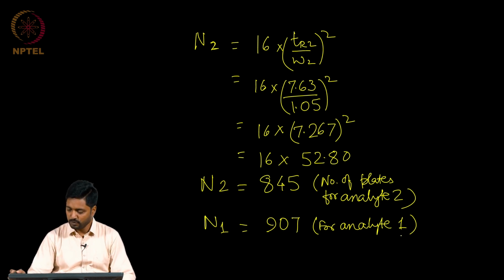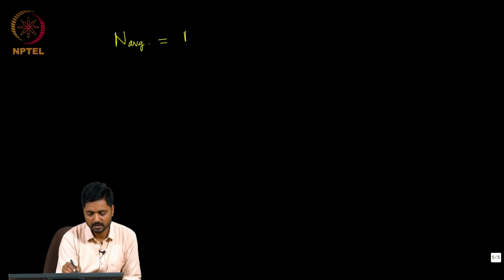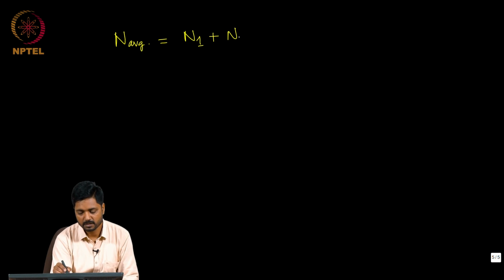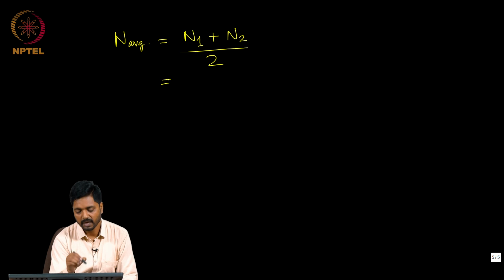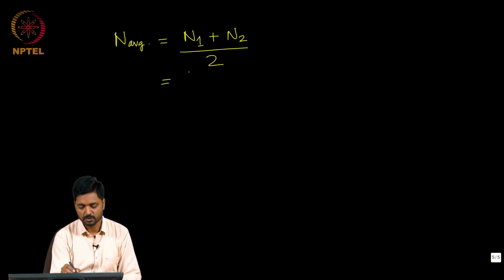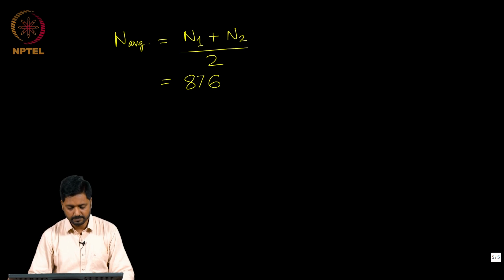So, the average would be nothing but the number of plates for analyte 1 plus the number of plates for analyte 2 divided by 2, and the average plate count for this column as a result comes out to be 876.